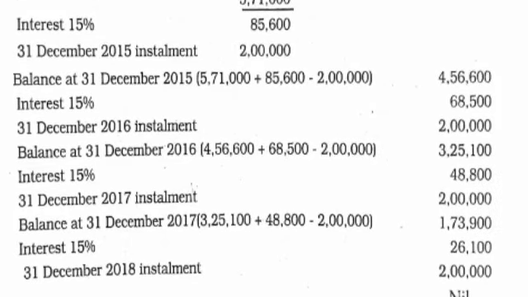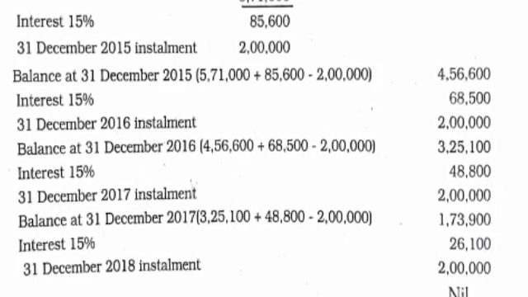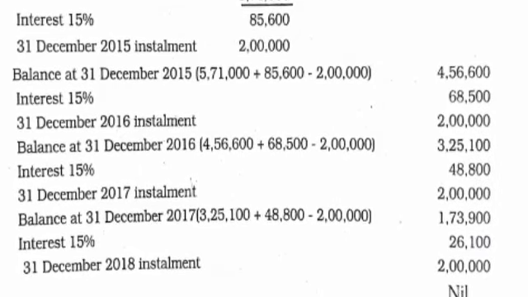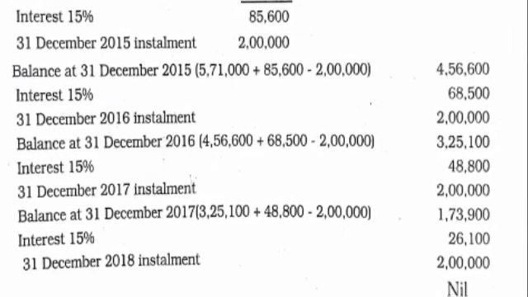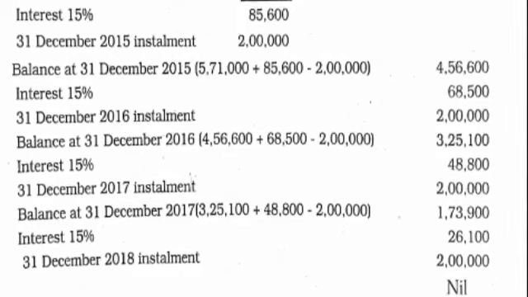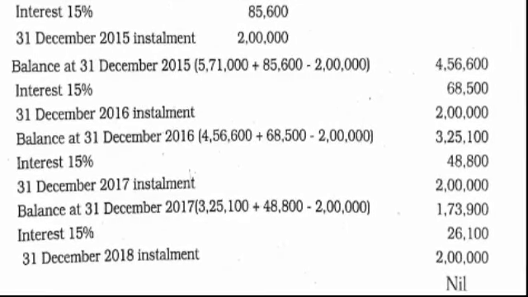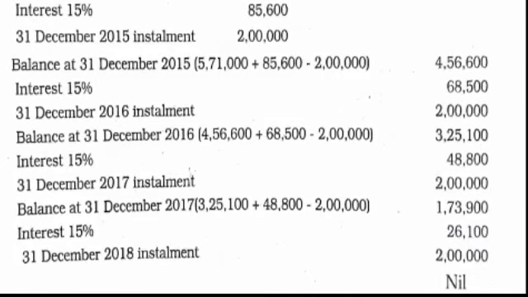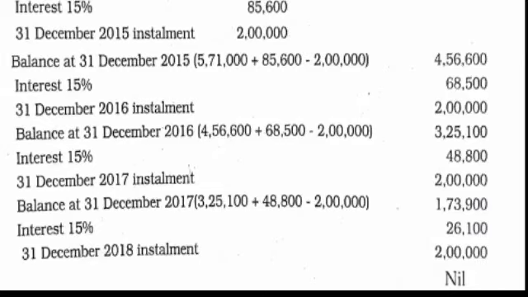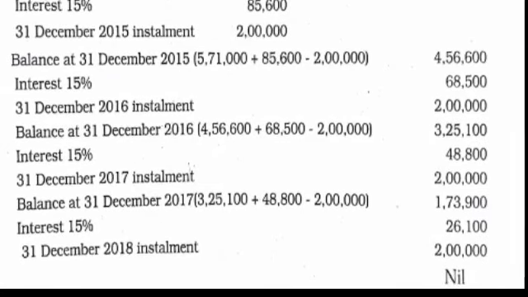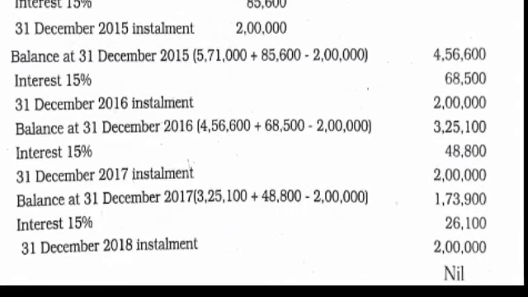The process continues up to the period ending 31st December 2018. The installment amount of 2 lakh is paid. There is nil balance for payment. The full amount is paid by 31st December 2018. Okay. The interest amount is taken in multiples of 100, so there is a slight difference between the interest amount calculated and shown here.